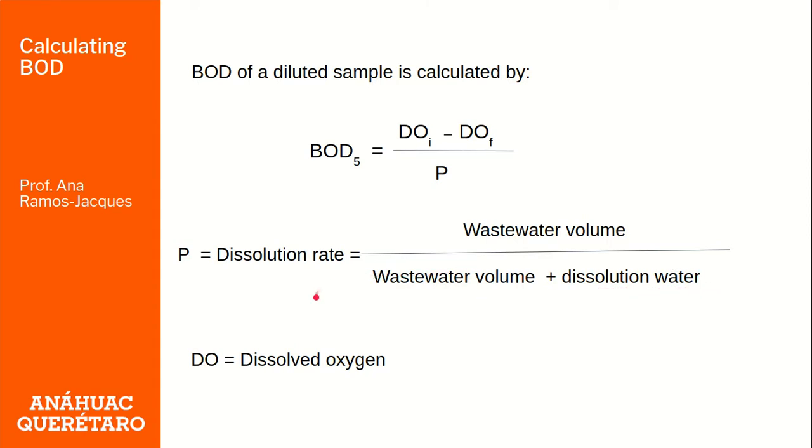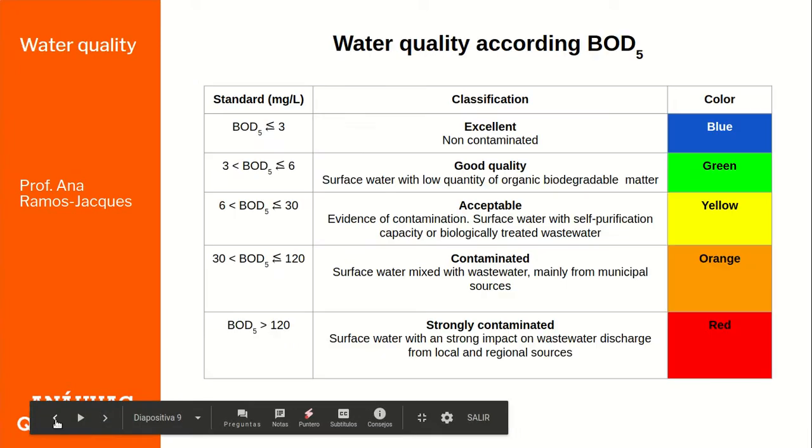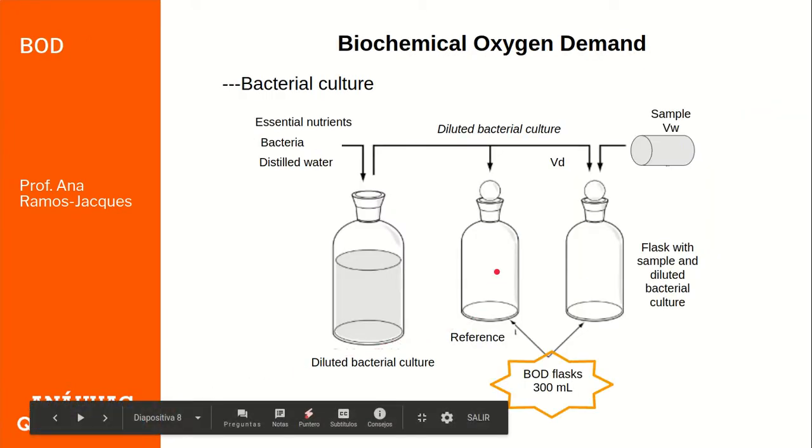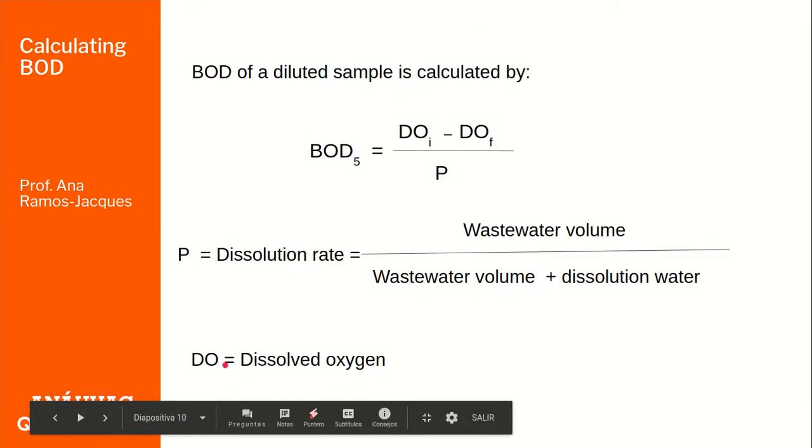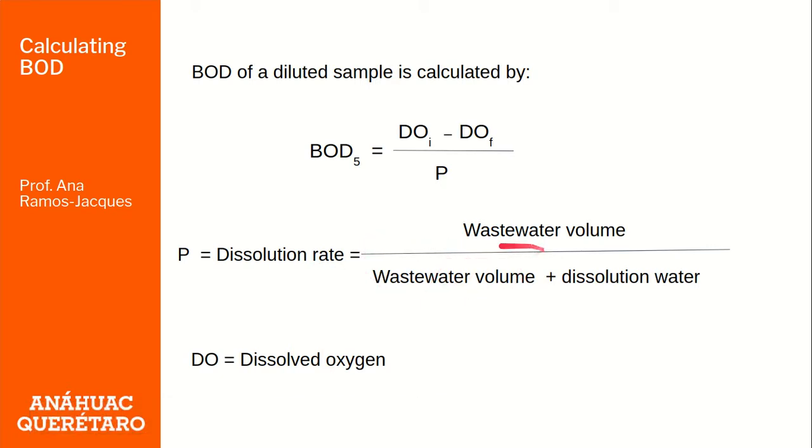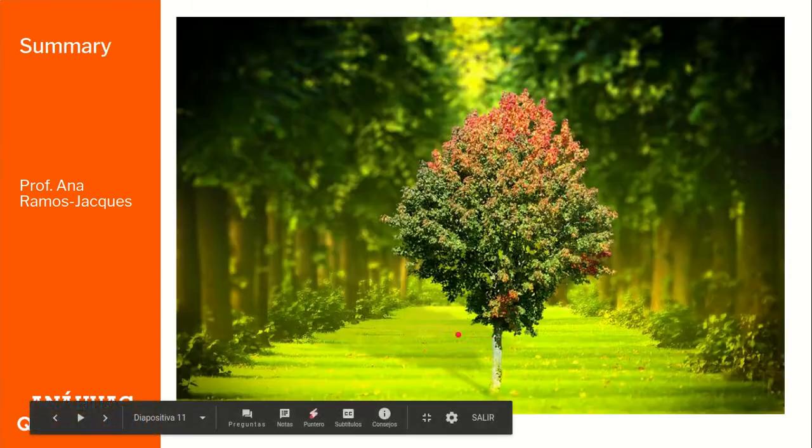If you remember the bottles, you can see this volume is the total volume. So the dilution rate is a fraction: the wastewater volume over the total volume of the sample.